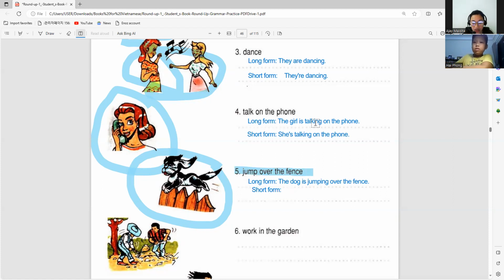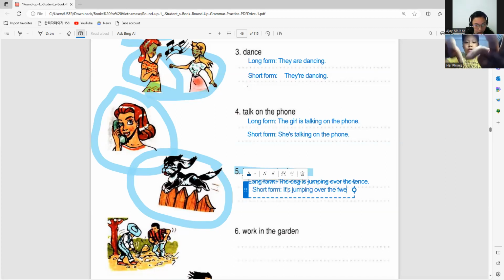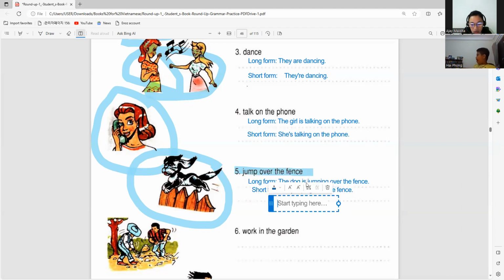What is your answer form? The long form is the dog is jumping over the fence. What is your answer short form? The dogs. Yes? Jumps? We will not use jumps. We will use jumping. Yeah, ing. Okay, it's over the fence. Okay, I will read your answer. The dogs are jumping over the fence. Okay, thank you for trying your best, Fong.